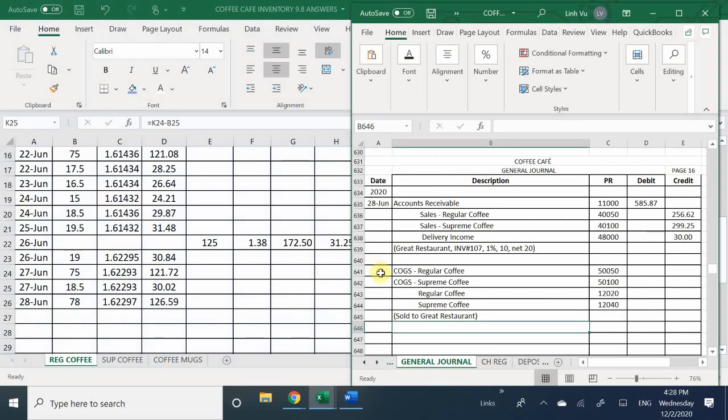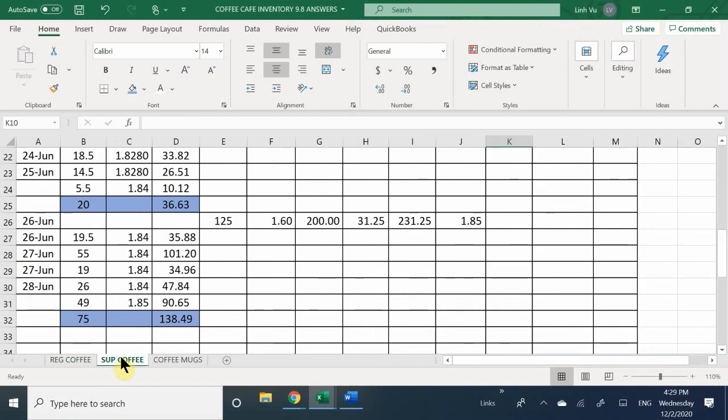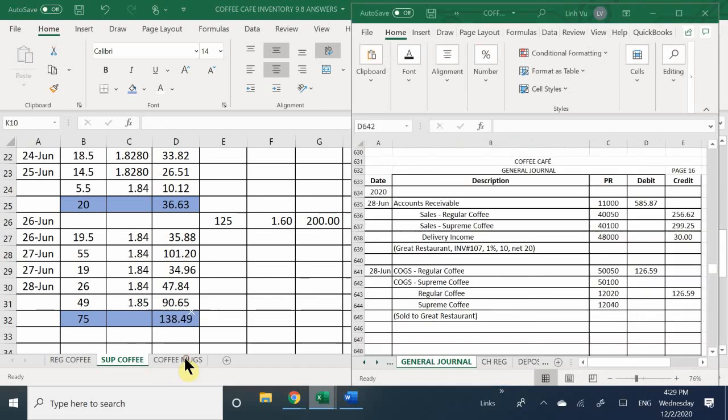So this is the 28th, regular, and that is going to be the 126.59. And what do you call that? The journal. We're almost there, we're almost done. And Supreme was 138.49.